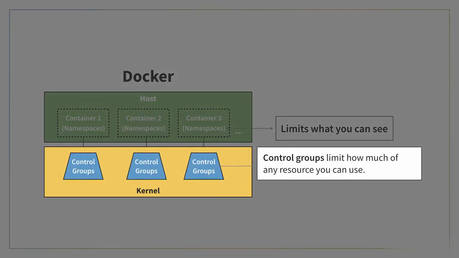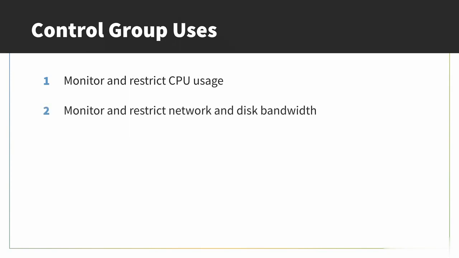Control groups, another Linux kernel feature, build on this by providing the ability to restrict how much hardware each process can use. Docker uses control groups for a few things. First, it uses control groups to monitor and restrict CPU usage, or the amount of CPU time each container can take up. Docker also uses control groups to monitor and restrict network and disk bandwidth. And more commonly, Docker uses control groups to monitor and restrict memory consumption.